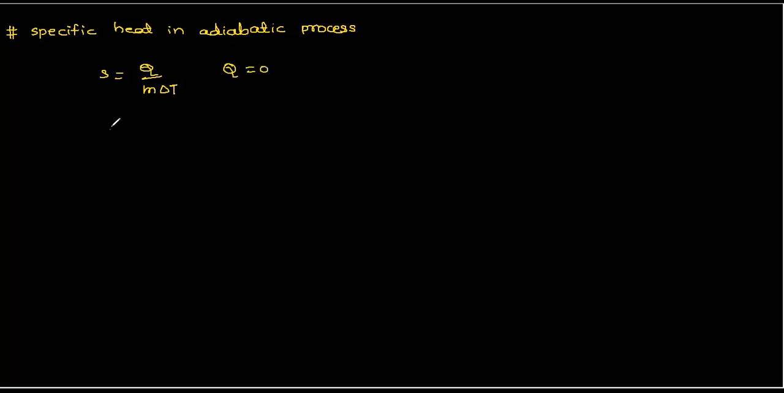Next, specific heat in the adiabatic process. What is the specific heat in the adiabatic process? As you know, the specific heat formula is S is equal to Q by M delta T. So Q is equal to what here? 0. Therefore, S is equal to 0. The specific heat capacity is 0.